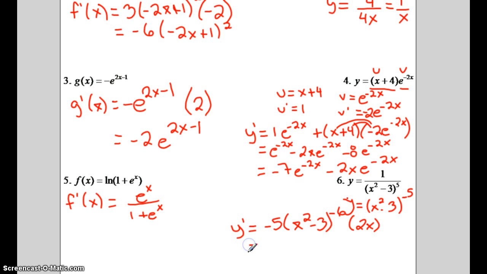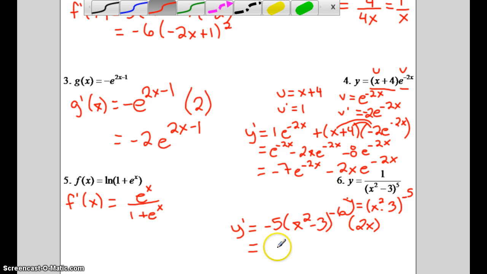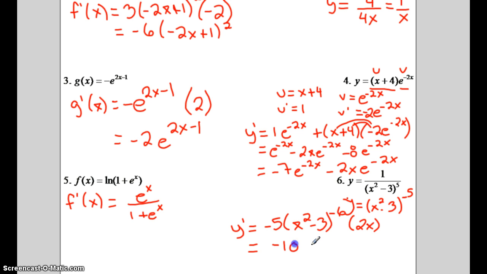I can simplify that. My numerator is going to be this negative 5 multiplied by the 2x. So I have negative 10x, and I'm going to move the x squared minus 3 back down to the denominator. So now I have a positive 6 exponent.